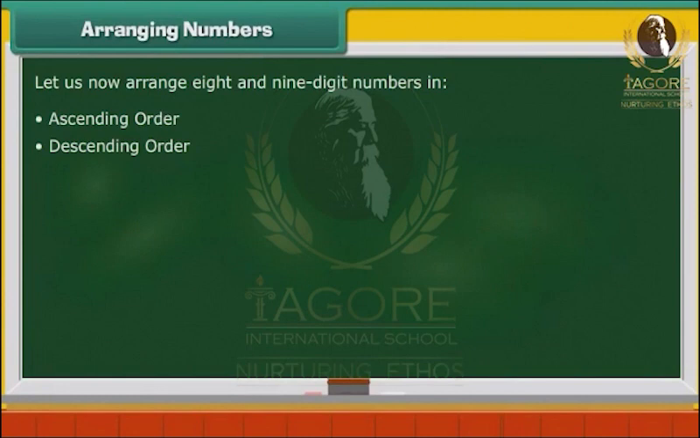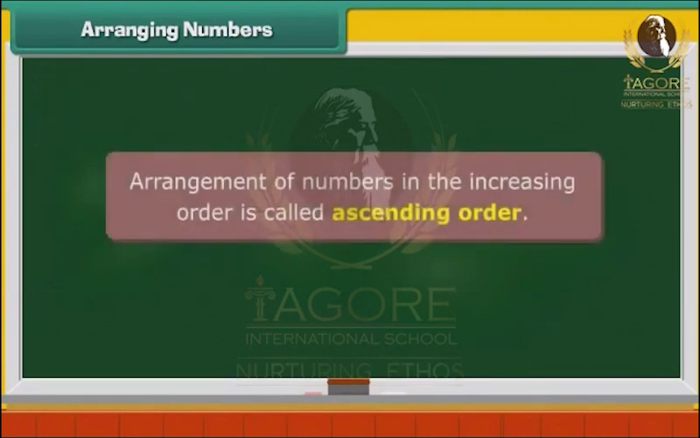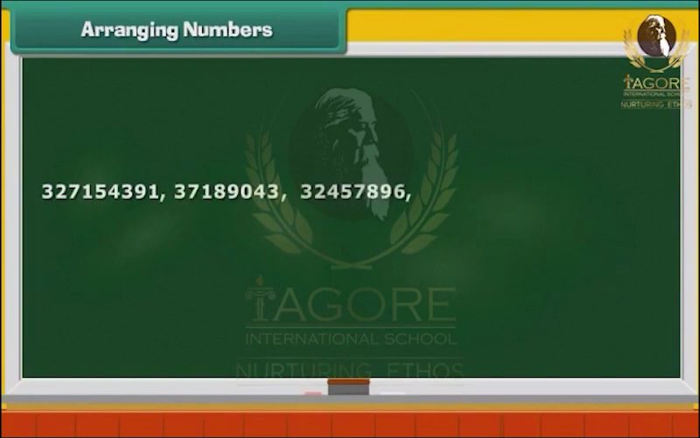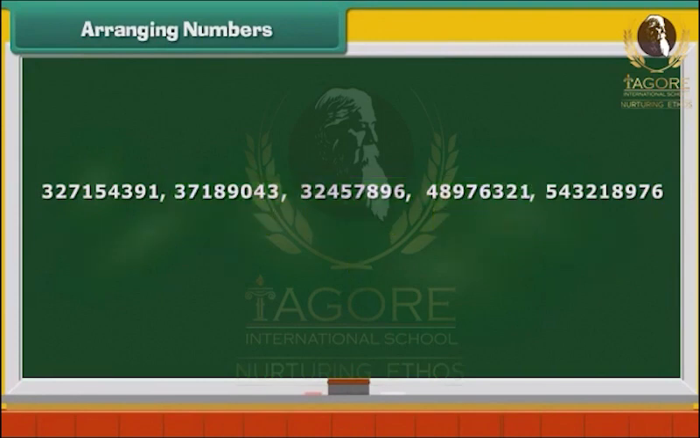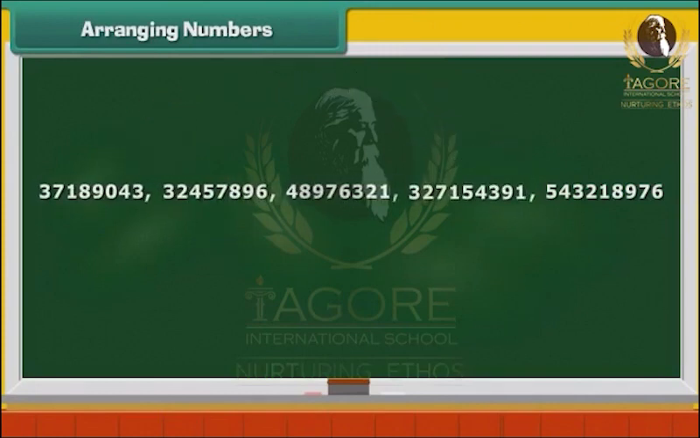Arranging numbers. Let us now arrange 8 and 9 digit numbers in ascending order and descending order. Arrangement of numbers in the increasing order is called ascending order. Consider these numbers. Count the digits in each number. The first and the last have 9 digits. The rest have 8 digits. Since we are arranging the numbers in ascending order, 8-digit numbers will come first, followed by 9-digit numbers.